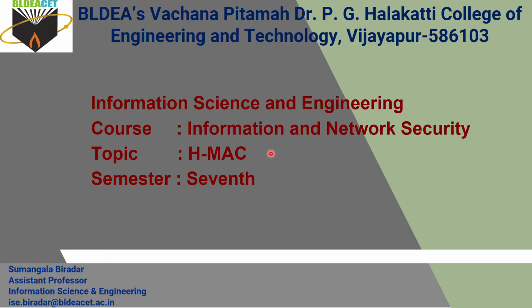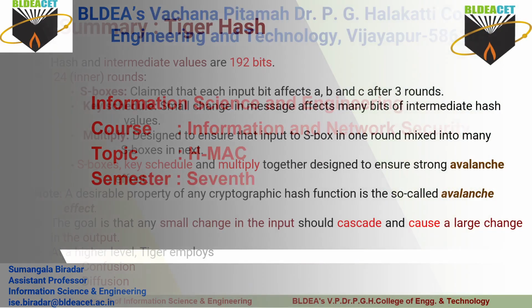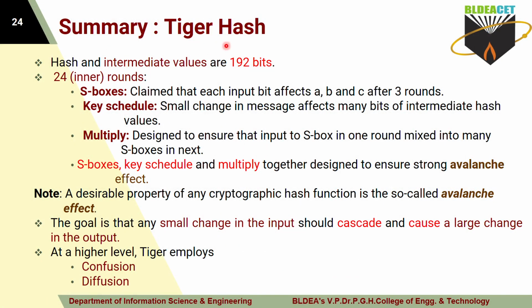In the previous video we discussed the Tiger hash function. Let's see a summary of the Tiger hash function. As we know, the Tiger hash function contains 24 rounds. Each intermediate node's output is 192 bits in size, and the inner rounds contain an S box, which is claimed to make each input bit affect ABC after 3 rounds. After every round, those ABC values are mapped with the 64 bits in the S box, that is, the substitution box.